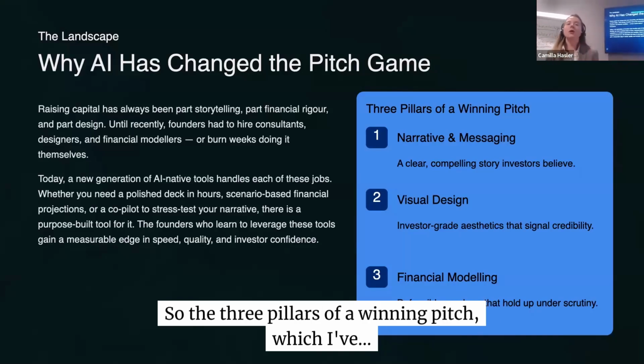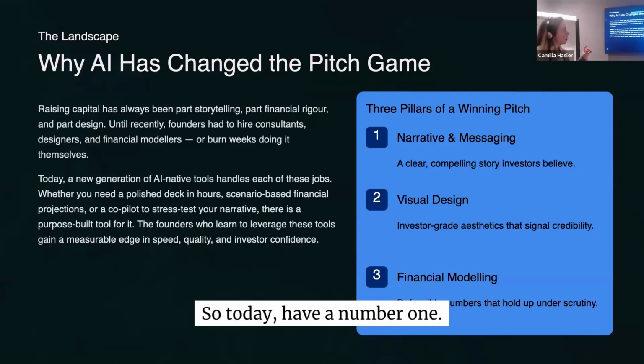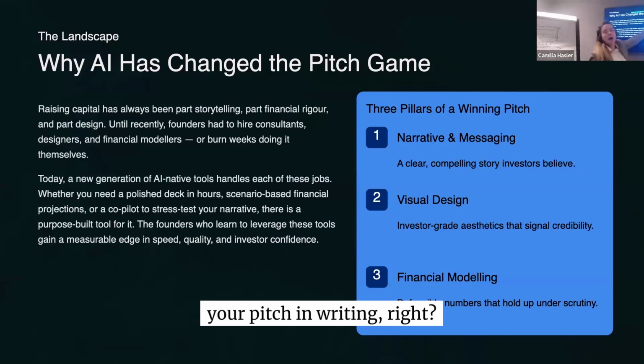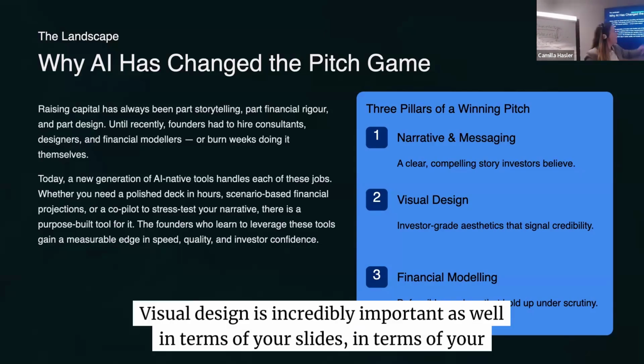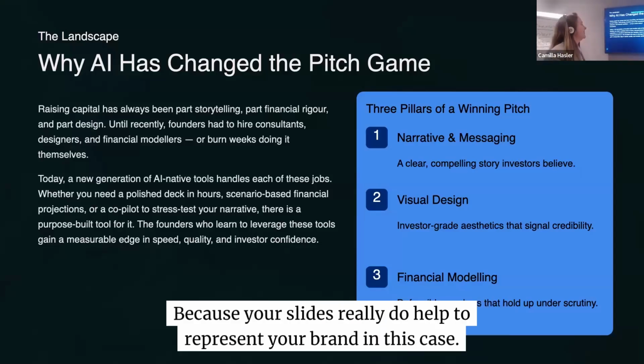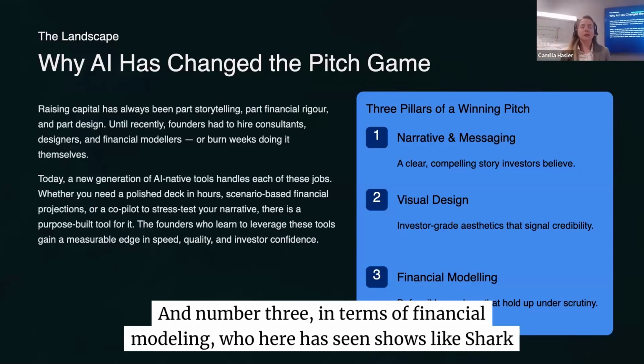So the 3 pillars of a winning pitch, which I've shared. Today, we cover number 1. I've also mentioned number 2 around landing pages and how your landing page, I called it your pitch in writing. Visual design is incredibly important as well in terms of your slides, in terms of your pitch, because your slides really do help to represent your brand. And number 3, in terms of financial modeling.